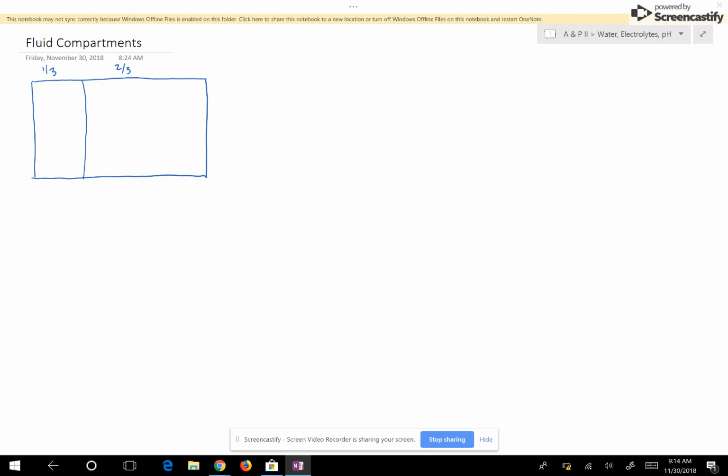The fluid that's inside of the cell is in the intracellular space, and this is called intracellular fluid. Outside of the cell, you have the extracellular fluid, and the extracellular space is going to be divided into two parts. You have the plasma and the interstitial space. And the interstitial space has interstitial fluid.